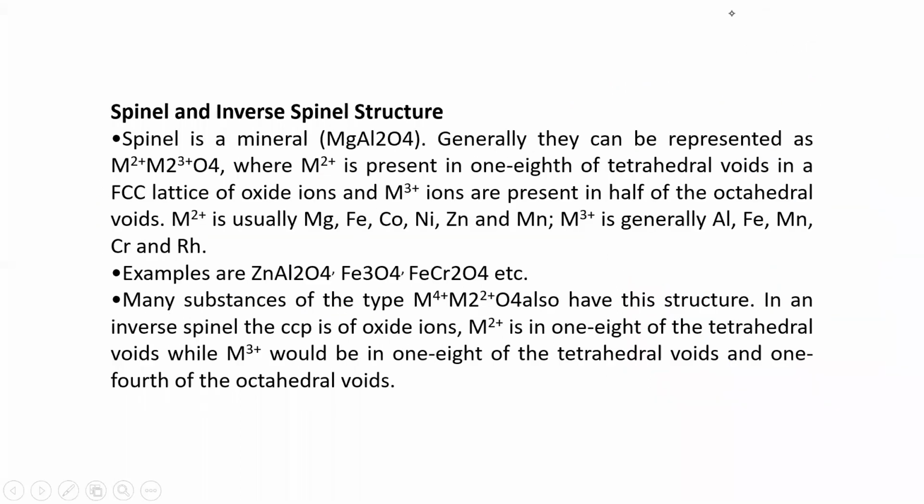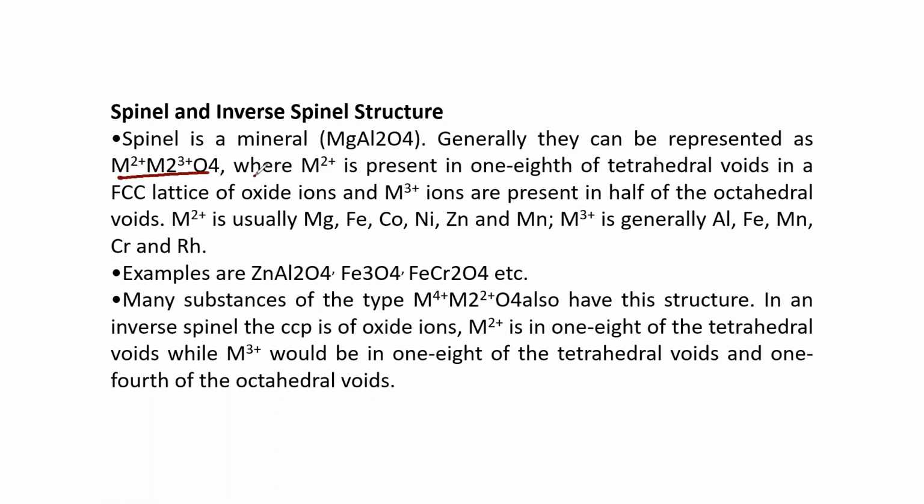Next, the spinel and inverse spinel structure. Very, very important. Spinel is a mineral, generally with the formula magnesium aluminum oxide, MgAl2O4. Magnesium is divalent, aluminum is trivalent, and oxygen is divalent. Generally, they can be represented as M2+, M3+ and O4.